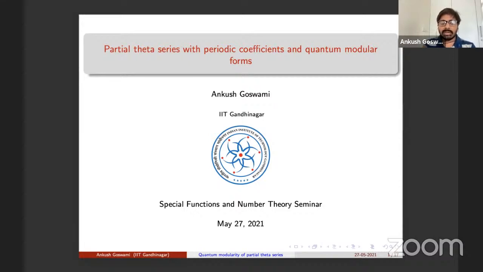So today I'll be speaking on partial theta series with periodic coefficients and quantum modular forms. Before I get into my slides, let me tell you that partial theta series first appeared in Euler's work in connection to partitions. Euler showed that if you take the product of 1 minus q to the power n, as n runs from 1 to infinity, which is the reciprocal of the partition generating function, then this infinite product equals a theta series, where the exponents of q are interesting numbers called pentagonal numbers. This result came to be known as Euler's pentagonal number theorem.